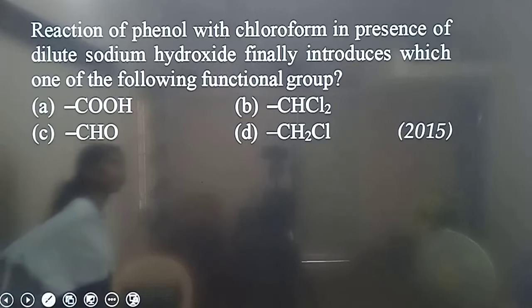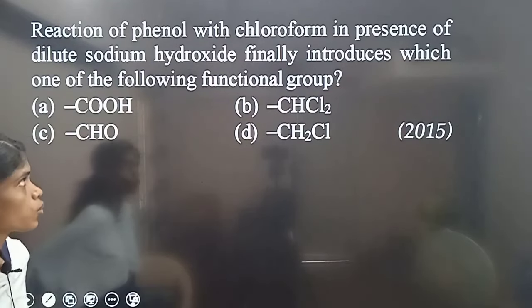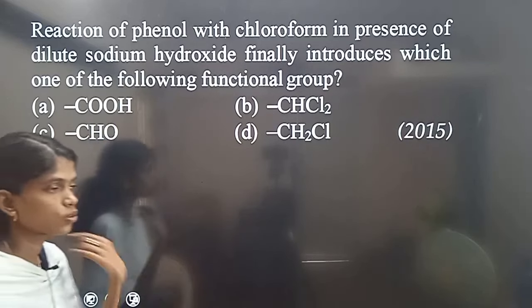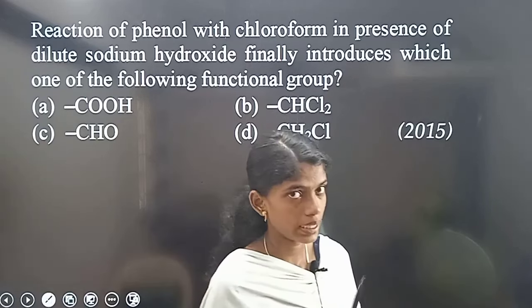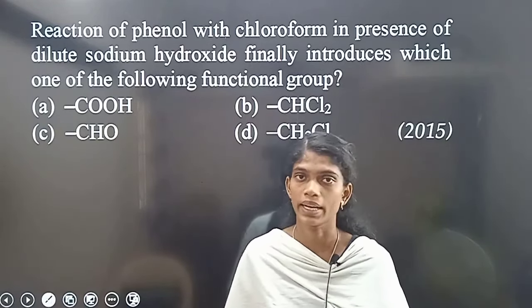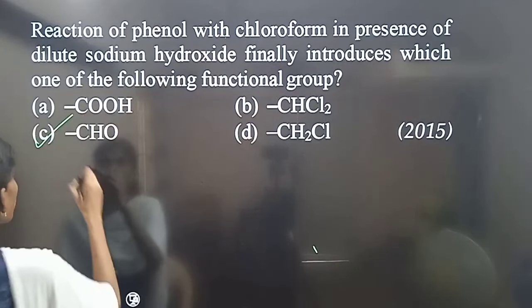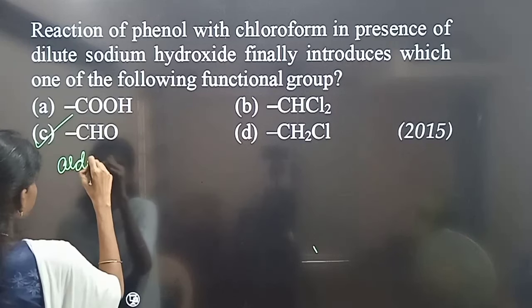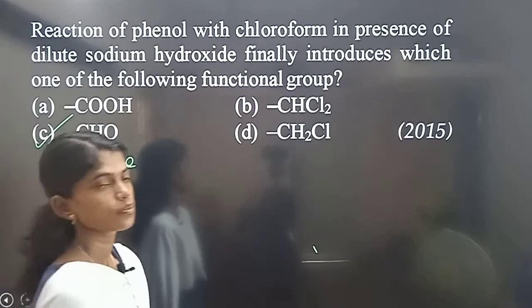Reaction of phenol with chloroform in the presence of dilute sodium hydroxide finally introduces which one of the following functional groups? It is a Reimer-Tiemann reaction, in which chloroform and phenol are reacted in the presence of dilute sodium hydroxide, which yields an aldehyde. CHO is aldehyde. So aldehyde is our answer.